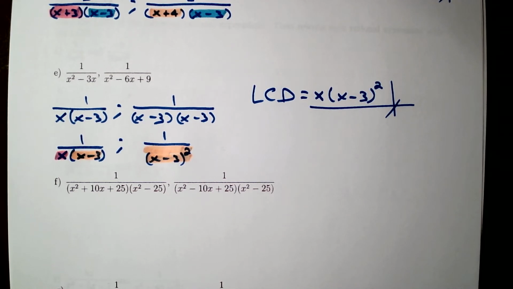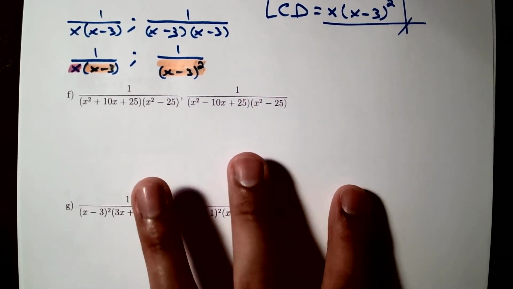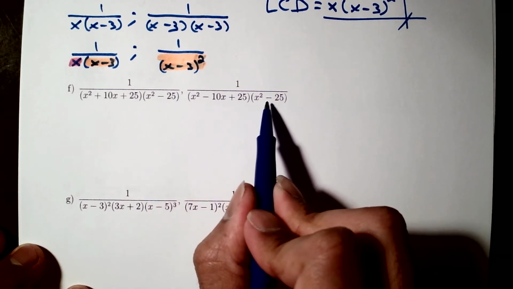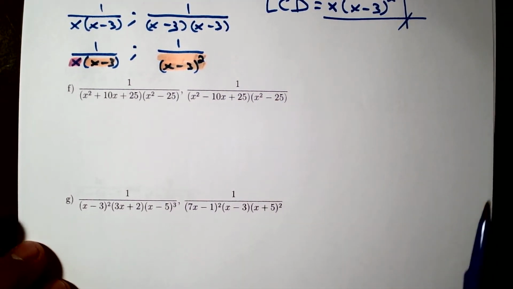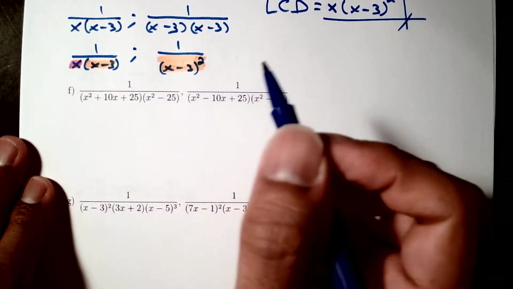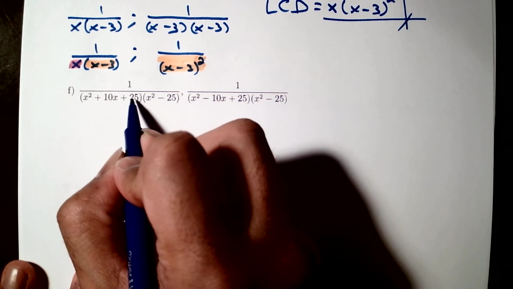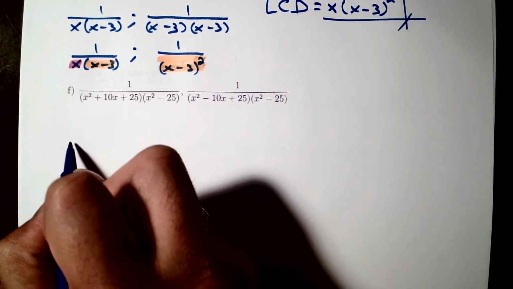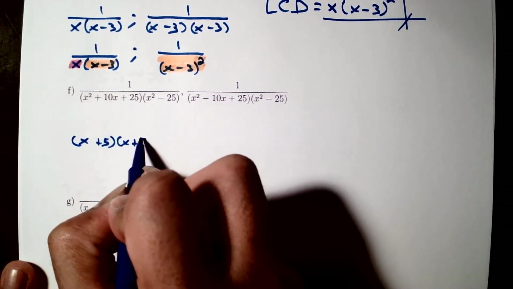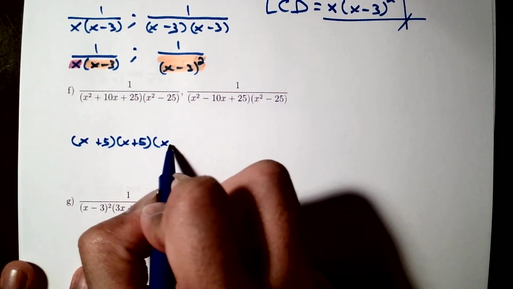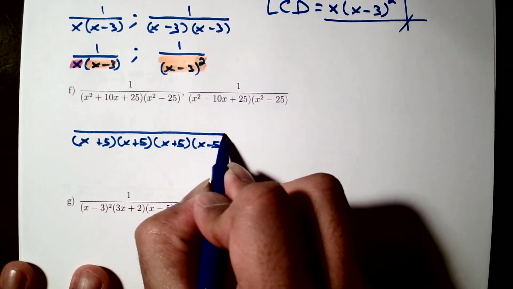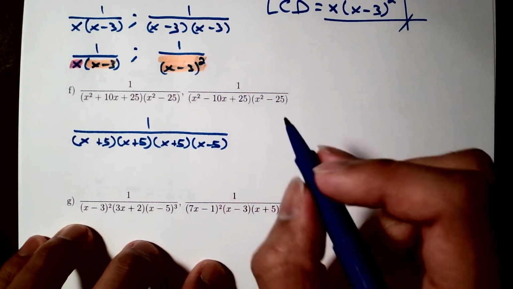Alright, let's have a look at letter F. So letter F, we have a trinomial, a difference of squares, another trinomial, and the same difference of squares. So we're going to factor everything. Let's factor the trinomial whose leading coefficient is 1. So factors of 25 that add up to 10 using the double bubble method: x plus 5 times x plus 5. And then for the difference of squares, x plus 5 times x minus 5. So that's for the denominator of the first fraction.